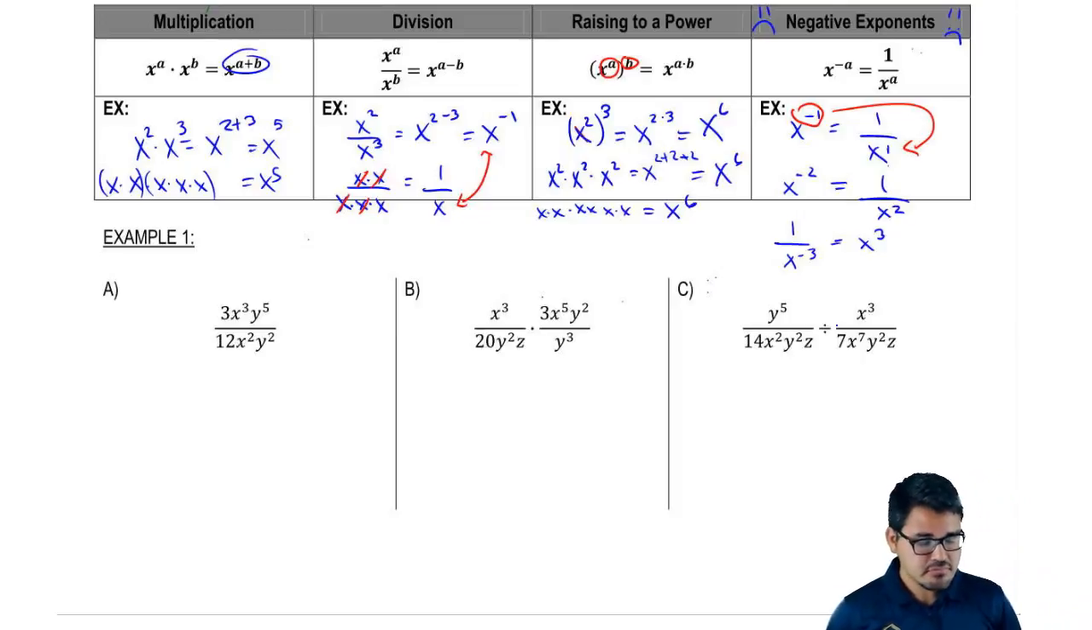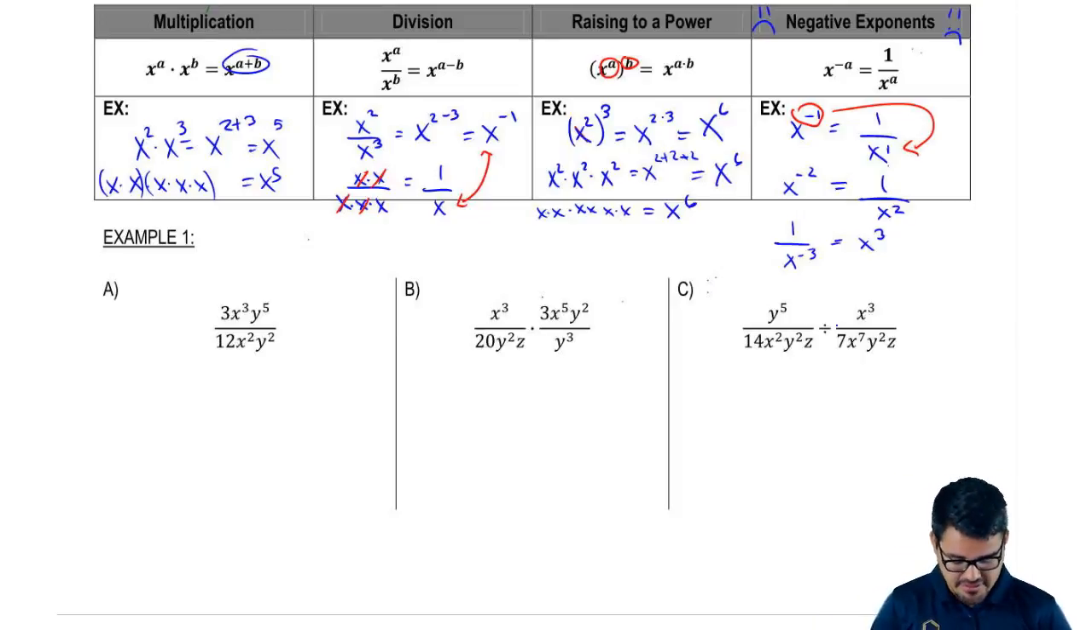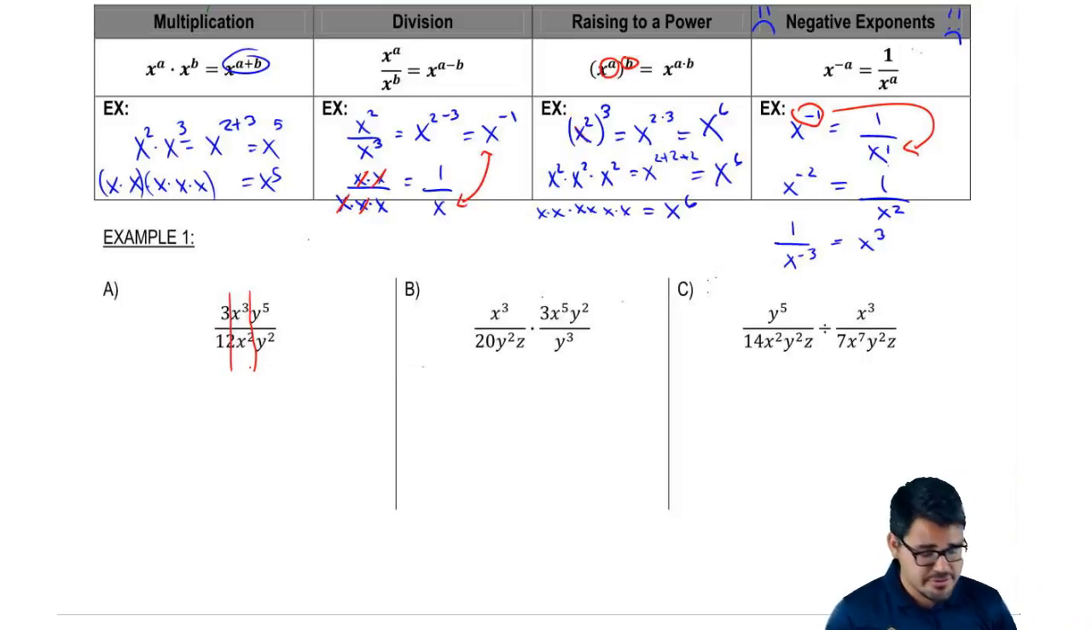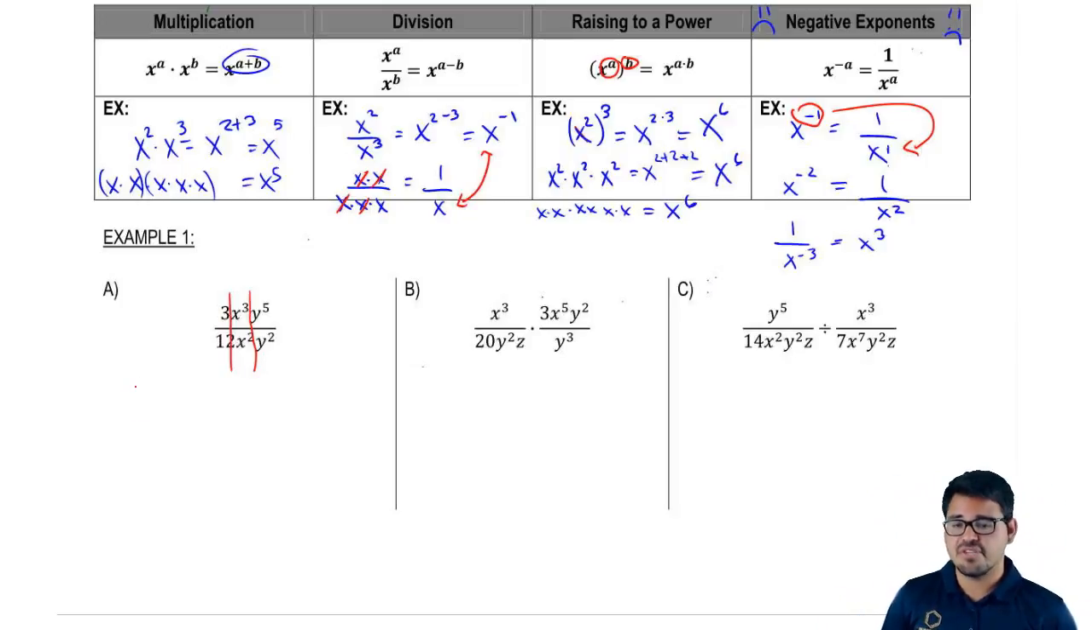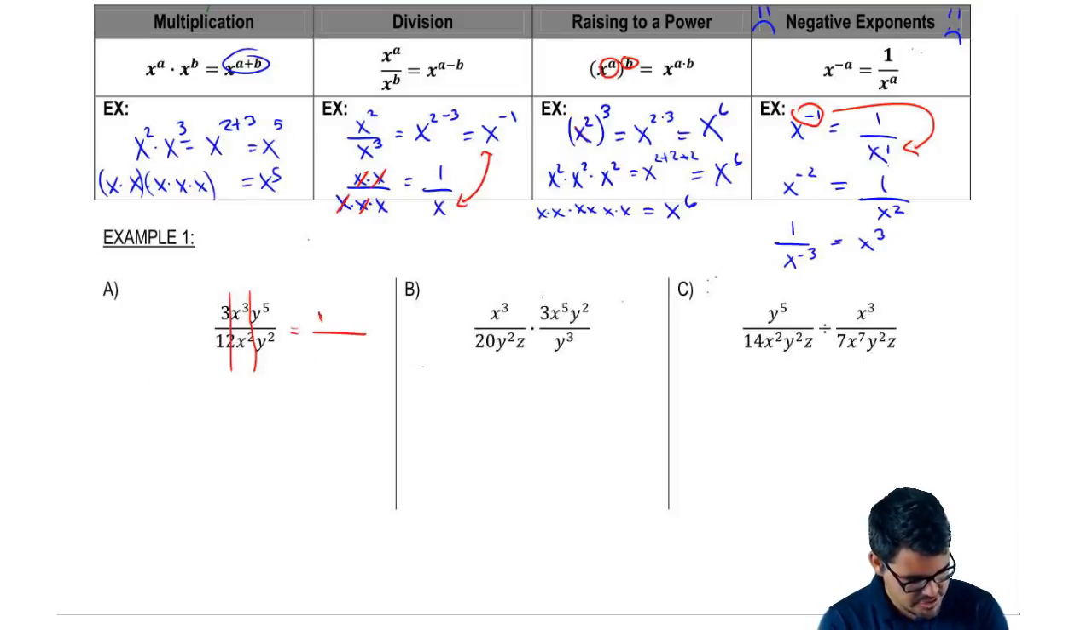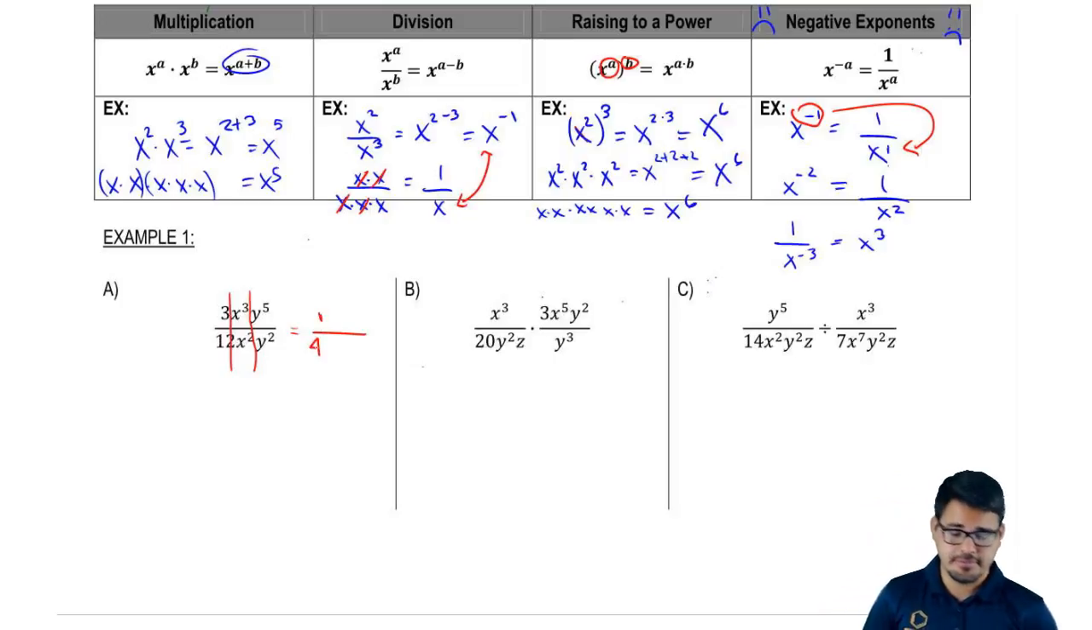So we have 3. It's going to break things down into sections for letter A. So we're going to have 3 and 12, x to the 3 and x to the 2, and y to the 5. By sections, I just mean by its category. We have a 3 and a 12, which are numbers, so we really just have 3 over 12. If I divide both 3 and 12 by 3, I'm going to get 1/4. So my answer is going to be 1 over 4 for the number category.